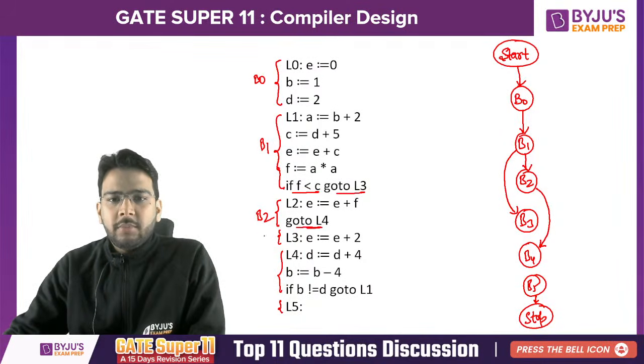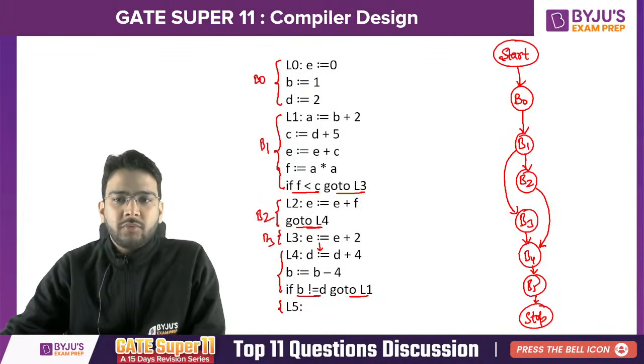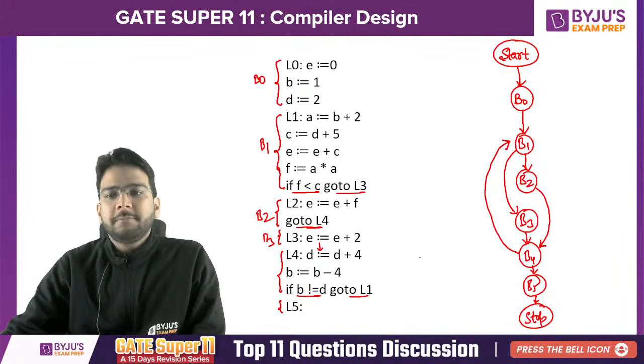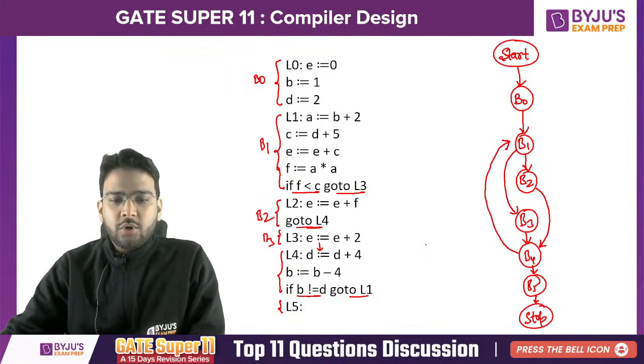Now from B3 we are making the flow to B4. Then from B4, if this condition is true, then go to L1. If it is false, then go to B5. So if it is false, we have to go to B5, but if it is true, then you have to go to B1. Clear? So this is going to be your control flow graph.